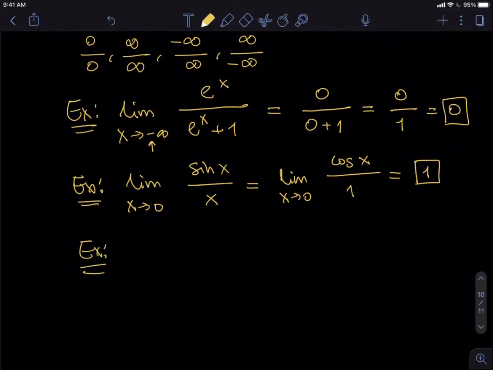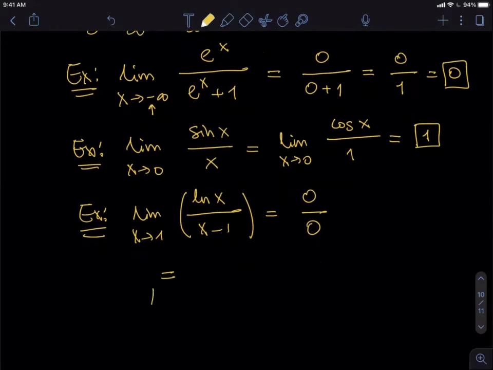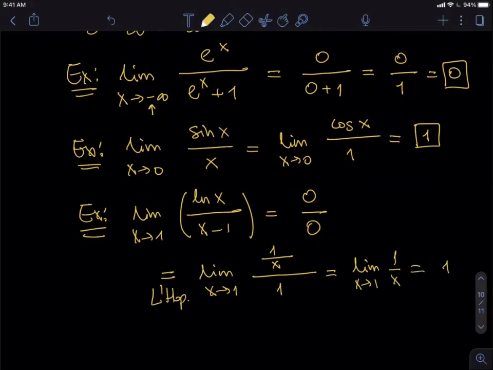We could also do the limit as x tends to 1 of the logarithm of x divided by x minus 1, right? That we saw this was 0 divided by 0. So we are good to apply L'Hopital. So this is the limit as x tends to 1 of the derivative of the logarithm, 1 over x, divided by the derivative of x minus 1, which is 1. So this is the limit as x tends to 1 of 1 over x, and that is 1.